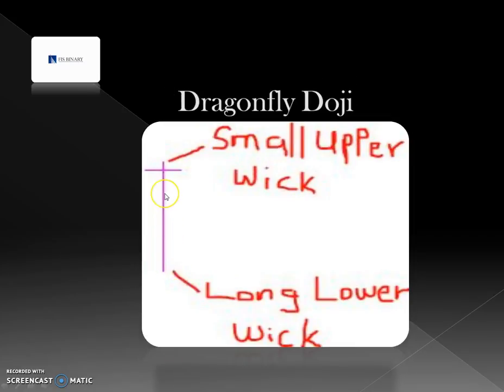Now the last one we're going to be talking about is the dragonfly. The dragonfly has a longer lower wick and a smaller upper wick, or sometimes it doesn't have an upper wick at all. The horizontal line you see right here is the opening and closing price, so that's like a T. So this is what a dragonfly looks like.